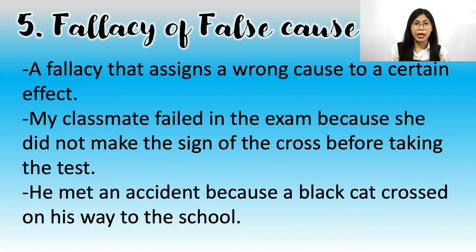Next is the fallacy of false cause. It is a fallacy that assigns a wrong cause to a certain effect. Superstitious beliefs are common examples of this fallacy. Example: my classmate failed the exam because she did not make the sign of the cross before taking the test. As you can see here, the cause of failing the exam is not the superstitious belief about the sign of the cross. The reason may be that she didn't study her lessons well, or any other reason.